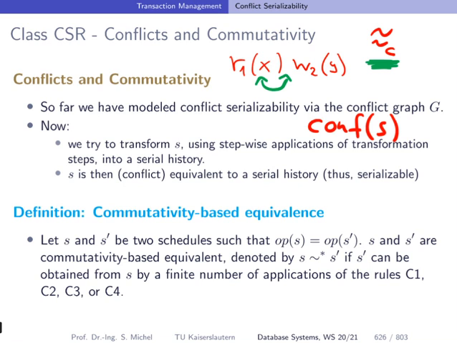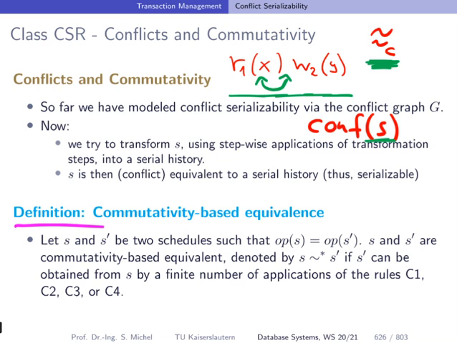The idea behind commutativity-based equivalence, in order to derive if some schedule is conflict equivalent with a serial schedule, is to see if we can apply a number of these swap operations to our schedule S and obtain in the end a serial schedule. So this is more like a constructive way to show something is conflict serializable, in contrast to the serializability graph testing from before.